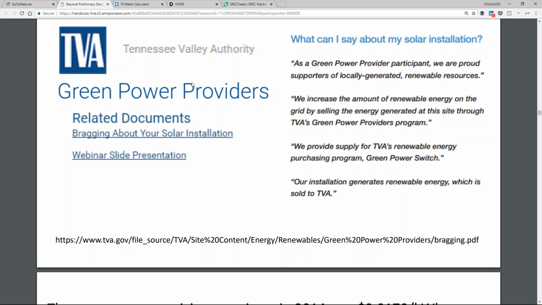And so you would get guidance right on the TVA website. It says, if you participate in our solar incentive program, you can say all these things. You can say we support local renewable power. You can say we increase renewables by selling all of our renewable electricity to the TVA, but you can't say that you're powered by renewables even though there's a solar array right on top of your house, because that would be double counting, because the TVA is using those green credits to be counted elsewhere.